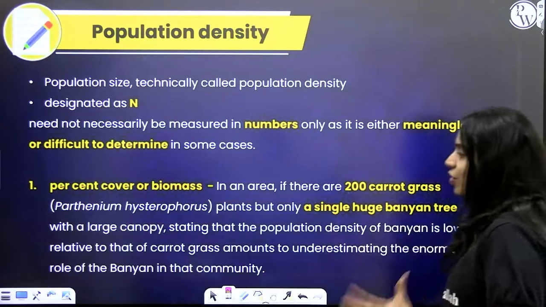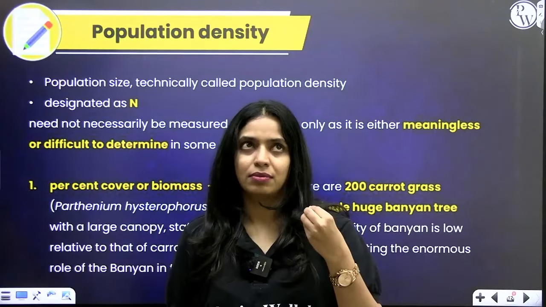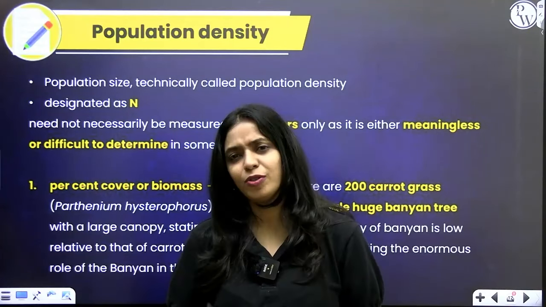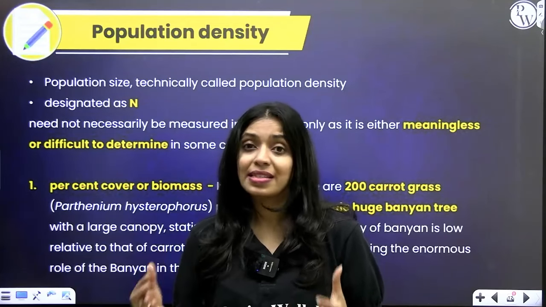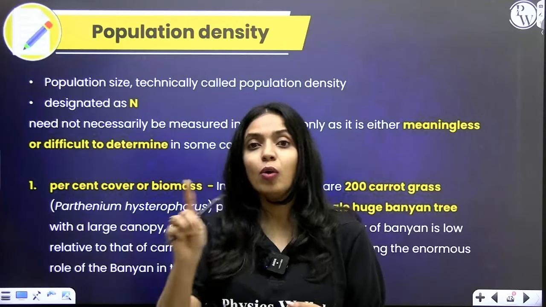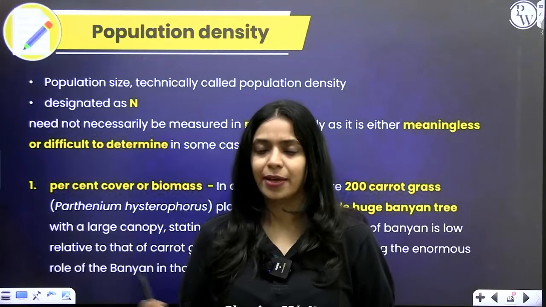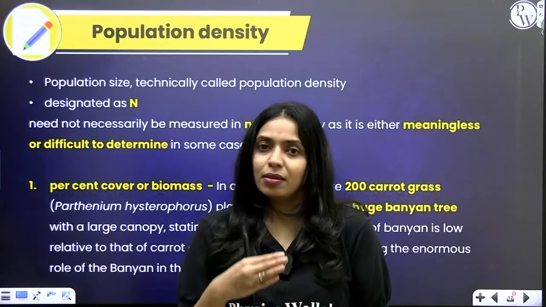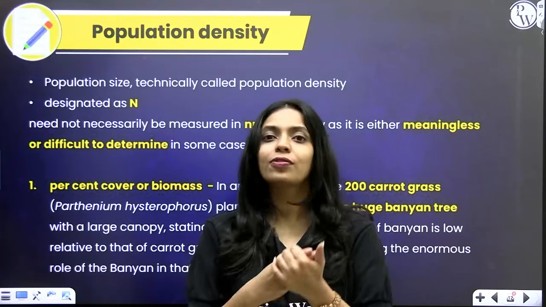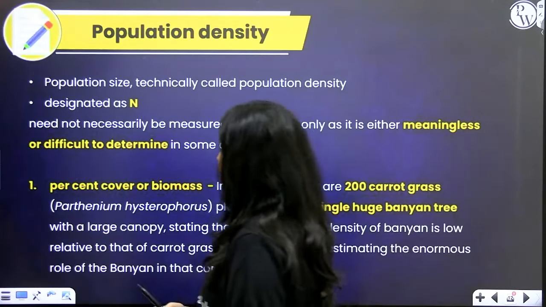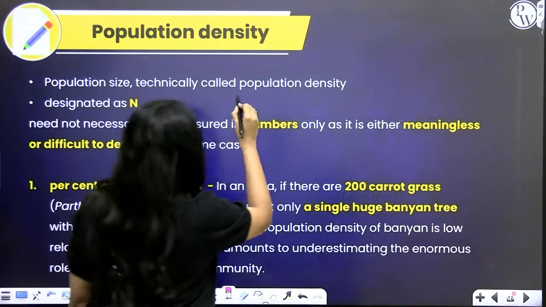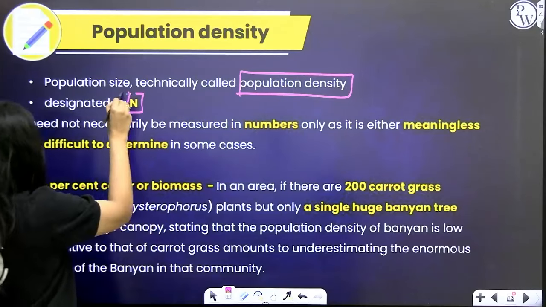Though we generally talk about numbers when we mention population size, at times, if you have to find out the population size of a population, it might be very difficult to count every individual if the number of individuals is very high. Or it could be meaningless sometimes to count the number of organisms in a population. So what do we do then? Population size, technically we call that population density, and it's represented as capital letter N.